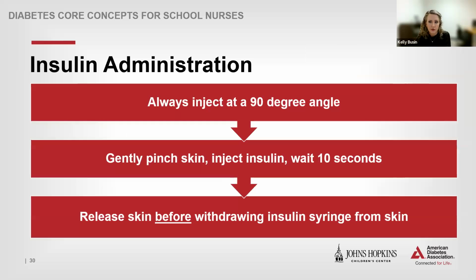So now that we've talked about the core concepts of insulin, let's talk about the actual injection. Whether you're using a pen or an insulin syringe to administer your students' injections, you always want to inject at a 90-degree angle, because injecting at anything less than a 90-degree angle might result in insulin administration in tissue other than fatty tissue, which impacts your absorption.